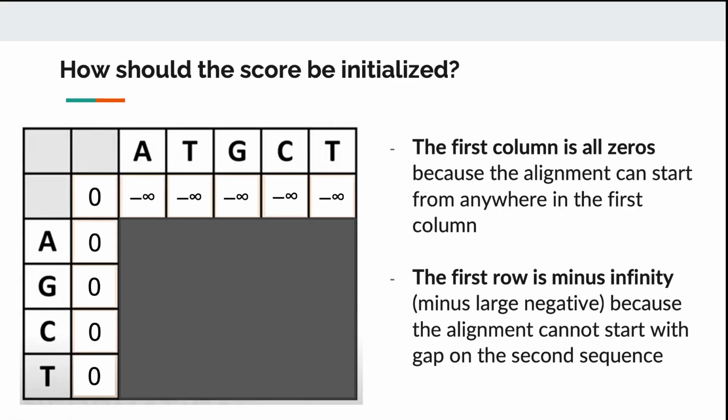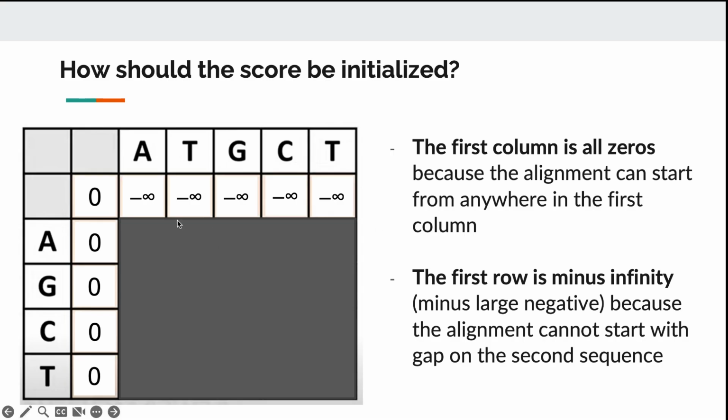So how should we modify the scoring? For local alignment, we say that any negative score is set to 0. In this case, we want to convey the idea that the alignment must start from the first column, but it can start anywhere. So we put 0 everywhere, because wherever it starts, there is no penalty. It can start from anywhere.